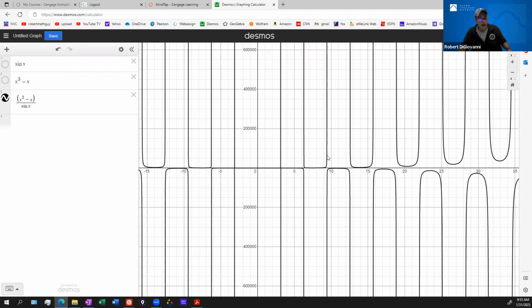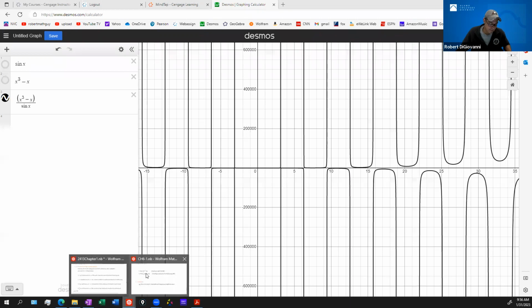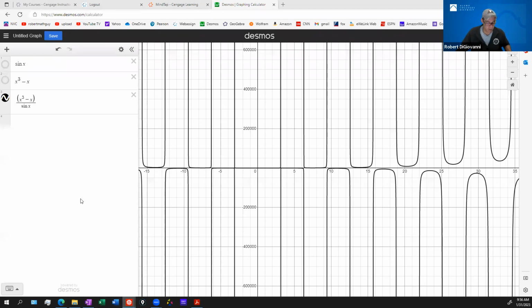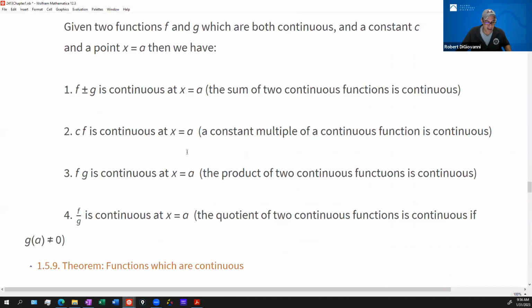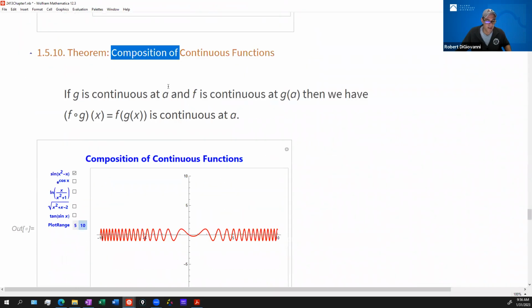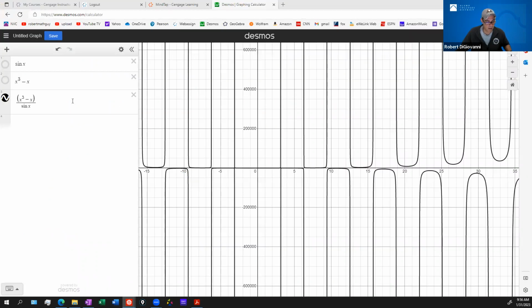Like throwing out any place that causes the denominator to be 0, all the other places you should have nice and smooth. No jumps, no breaks. And then this last theorem, which I kind of paused us on here. This last theorem says that if you try and do the composition of two continuous functions, you're still continuous. So I'll show you that with this as well.